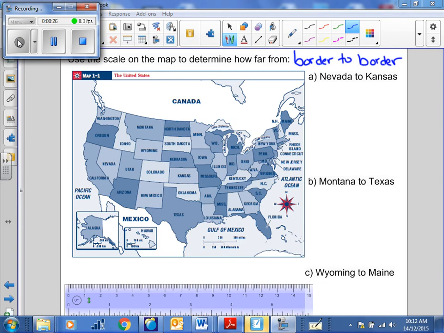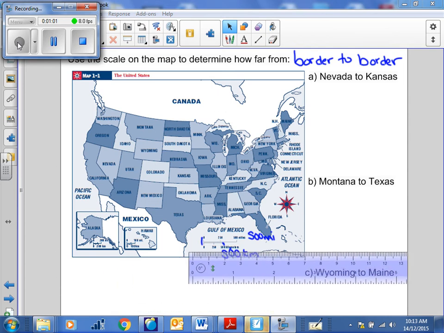So the scale on the bottom gives us some information. If I measure from here to here, that's 500 miles. If I measure from there to the smallest dash, that's going to be kilometers. So because I'm used to kilometers, I'm going to use the kilometer scale.